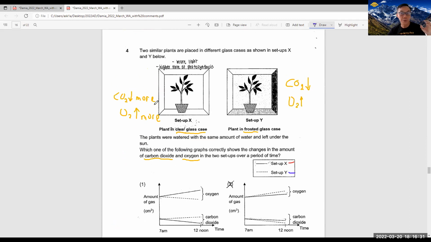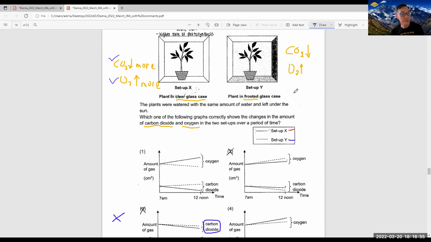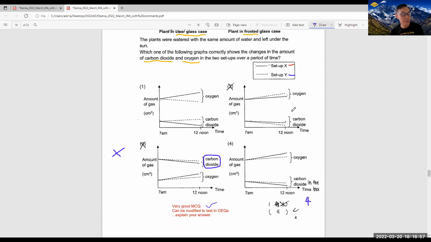That means it will absorb more carbon dioxide. More carbon dioxide will result in more oxygen produced during photosynthesis. So you can annotate here, more carbon dioxide, more oxygen. That means the amount of carbon dioxide decreases, being absorbed more and produce more oxygen. And here, frosted glass, it can still have photosynthesis happening, but it's a lesser degree. So from here, you can actually eliminate one answer that is definitely wrong. Okay, why is it wrong?